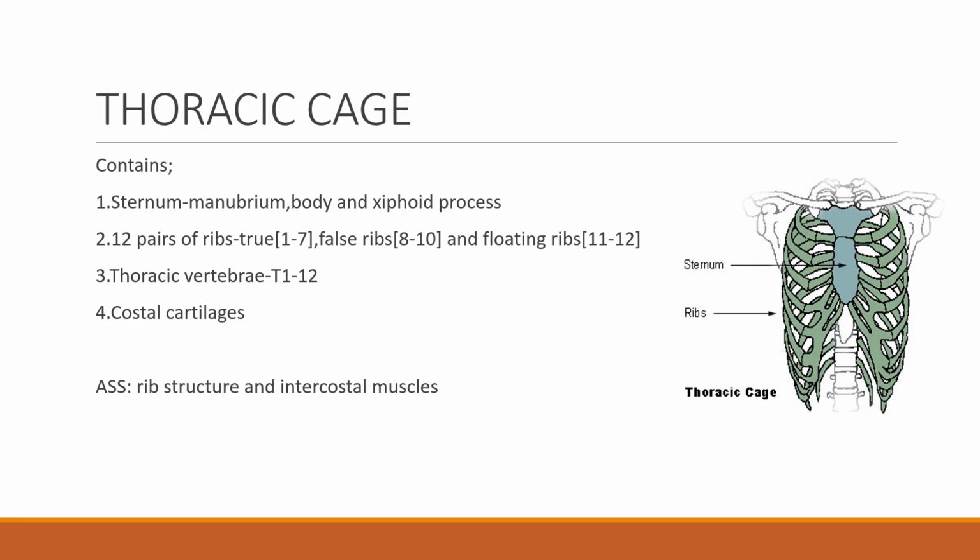Then we have thoracic vertebrae, the T1 to T12. Also we have costal cartilages in the thoracic cage. Majorly this thoracic cage gives protection to the contents of the thorax. Okay, I have an assignment there down. Look at the structure of a rib and intercostal muscles. As you know, we have internal intercostal muscles, external intercostal muscles, and innermost intercostal muscles. Good, let's proceed.